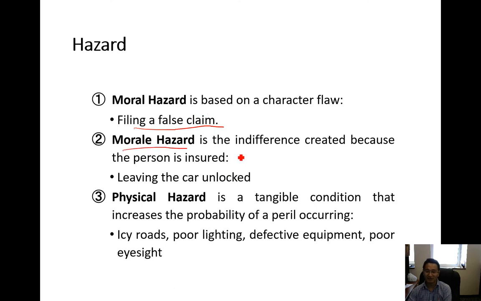If you do a false claim, that's moral hazard. Moral hazard is also when you act indifferently because you are insured, like leaving the car unlocked because you know you are insured. If you know the insurance company will pay if someone steals things from your car, you just leave the car unlocked. Or because you have good insurance, you drive less carefully than you would if you didn't have insurance, right? Is that making sense? The insurance company needs to model those into their calculations. Physical hazard is a tangible condition that increases the probability of a peril occurring, like icy road, poor lighting, defective equipment. Those are also considered hazard.